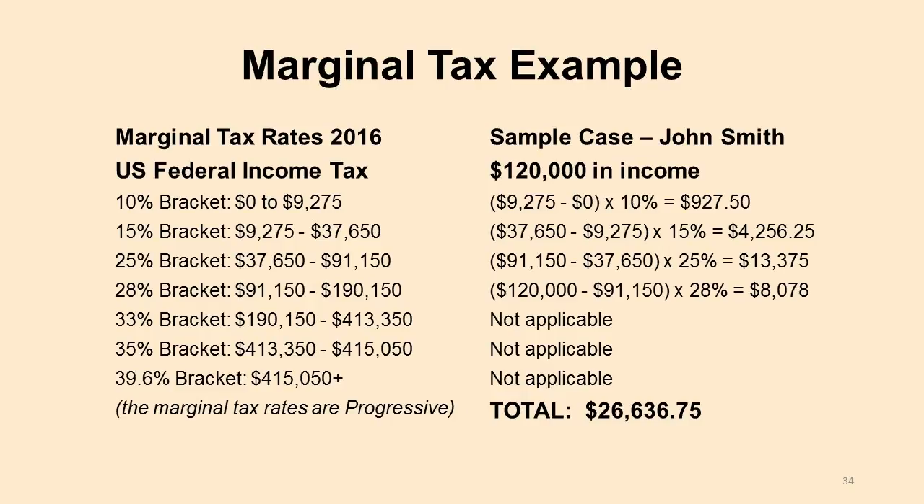But he made more. So all of his income that falls between that $37,650 and $91,150, that part of his total income is taxed at 25%. So his tax liability for his income in that marginal tax bracket at 25% is $13,375. Finally, he earned $120,000. So the amount of his income between $91,150 and his total of $120,000 is taxed at the 28% bracket. That comes up to $8,078. So his total tax obligation, adding all those numbers up, is $26,636.75. Wow, that's a lot of tax.